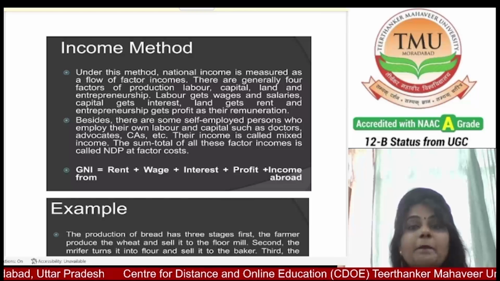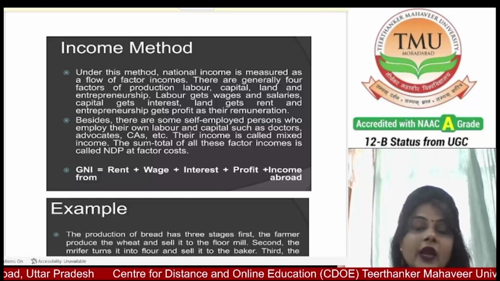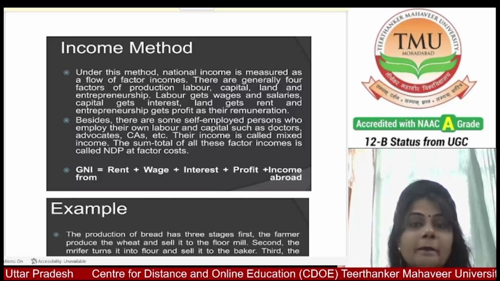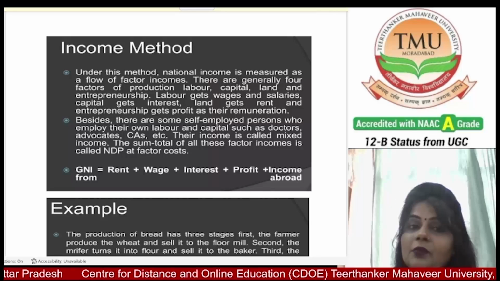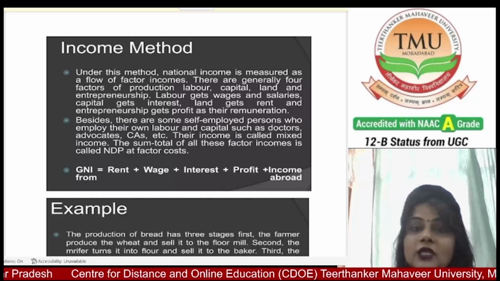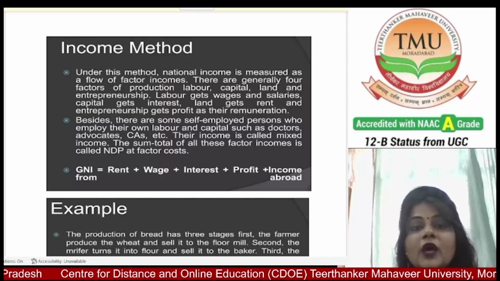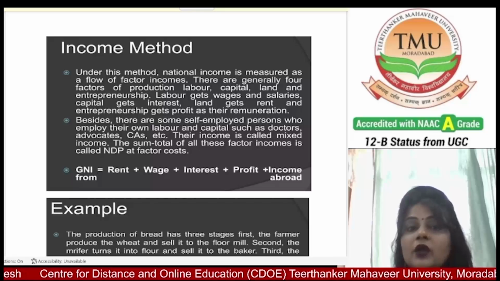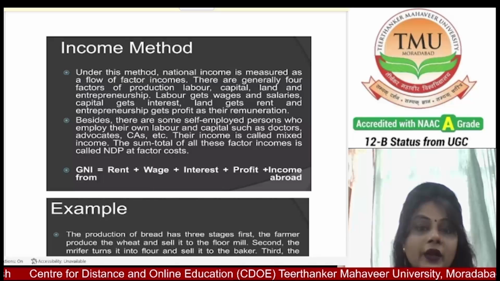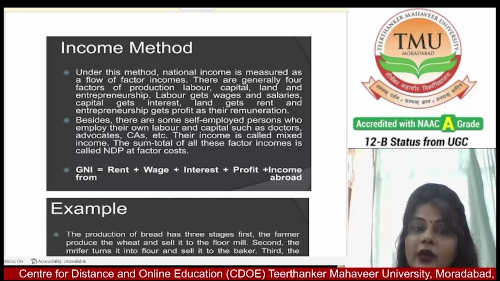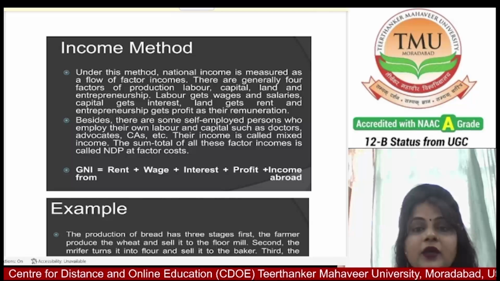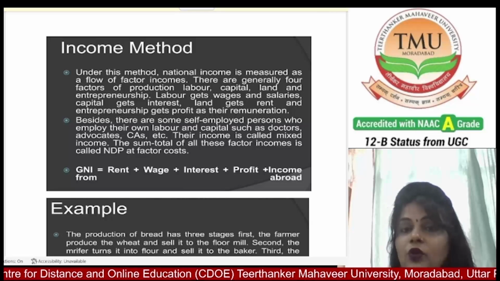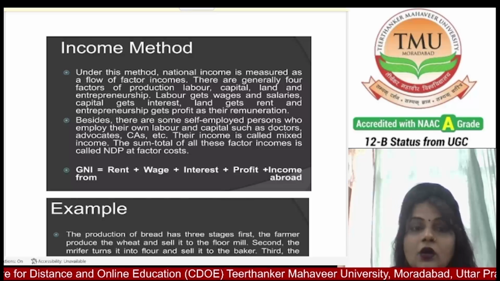Rent is that part of the factor income that arises from ownership of land and buildings. Rental income includes both actual rent obtained from let out land and imputed rent obtained from self-occupied land. The imputed rent of a self-occupied house is calculated at the market value of that house.